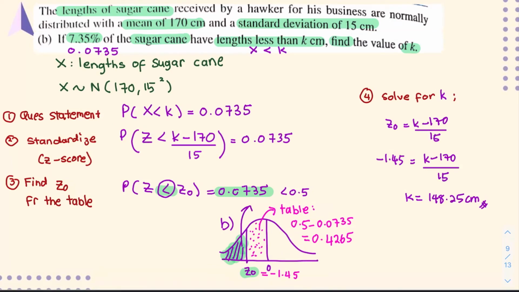Okay, so let's recap a bit. When you have to find the value of an unknown when the probability is given, first write down your question statement, and then you standardize, then you change into z-note, then you find the z-note from the table by drawing the two regions, then you discard the region that is not possible, and then you solve for k by using your algebra. Okay.